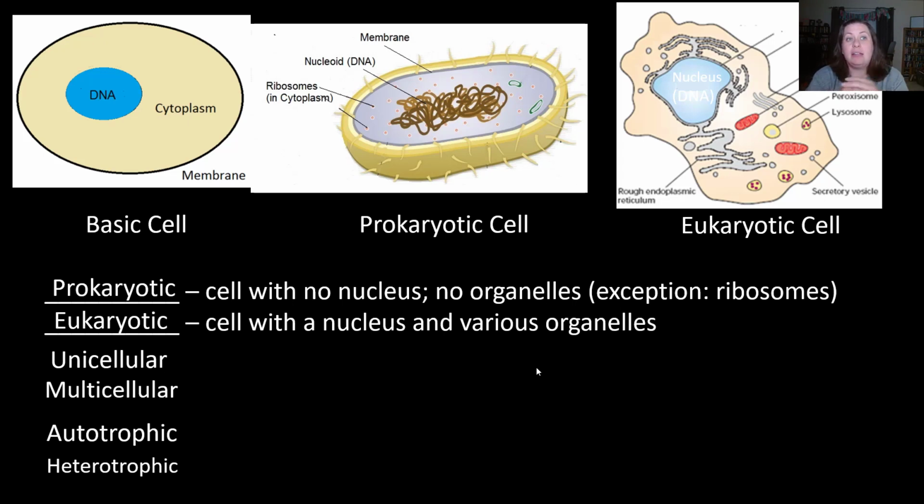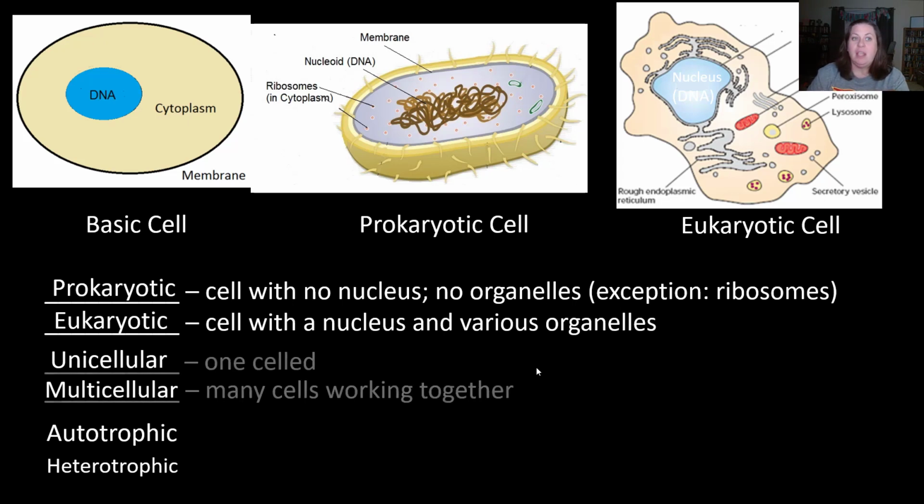On the other hand, eukaryotic cells, they do have a nucleus and they do have various organelles. So they're going to be a little more complex. They also tend to be a little larger. The next one is unicellular and multicellular. Uni means one. So unicellular means it's made of one cell, whereas multicellular means it's made of many cells.